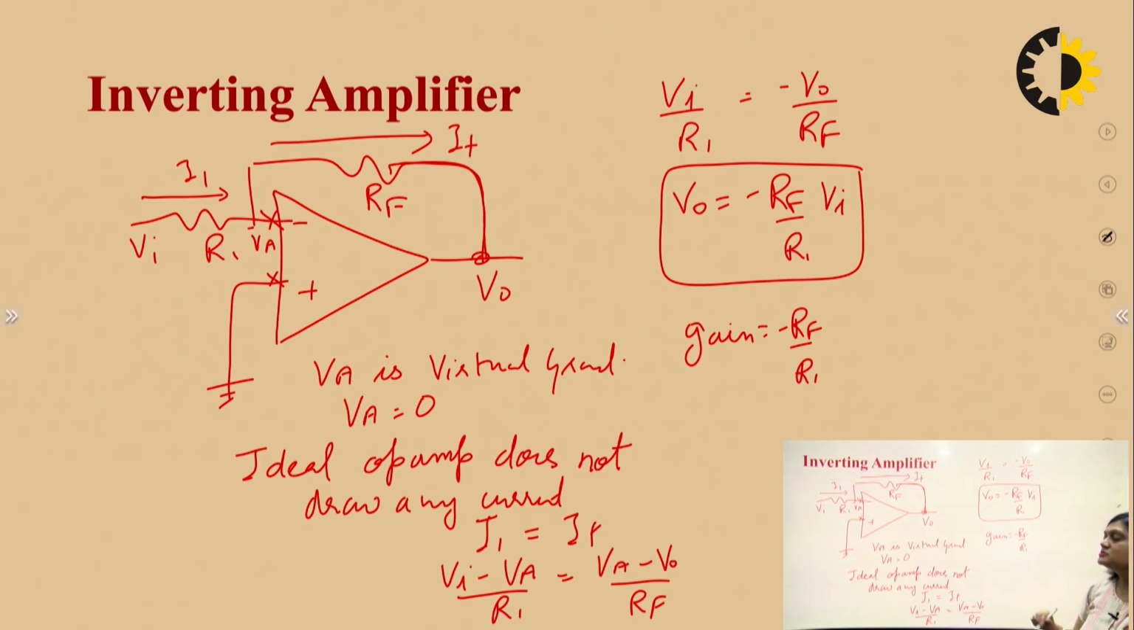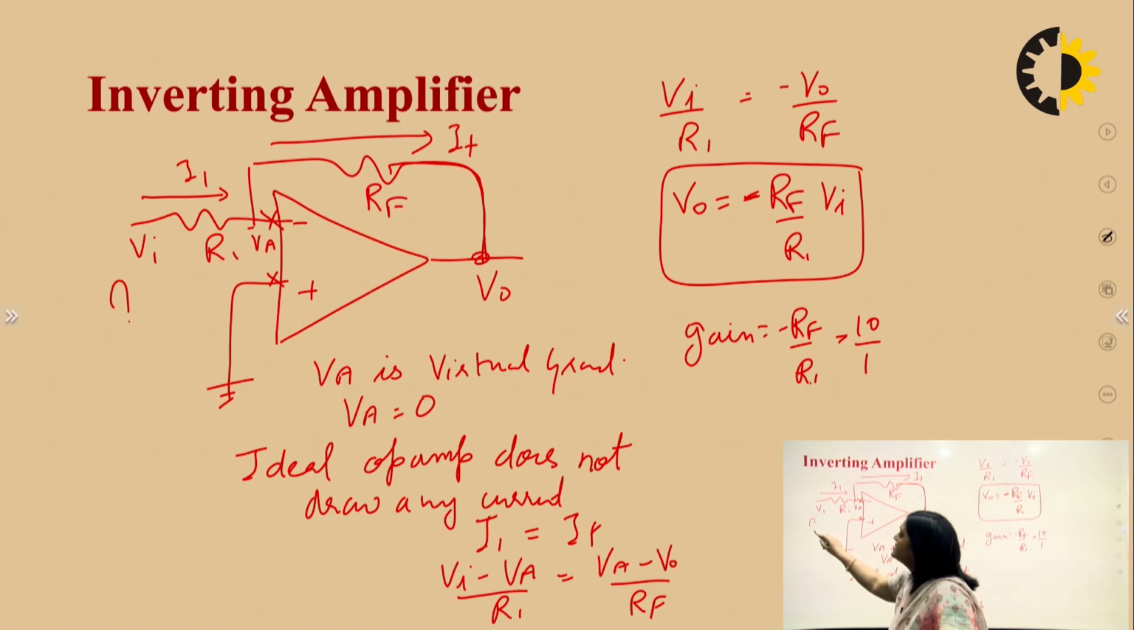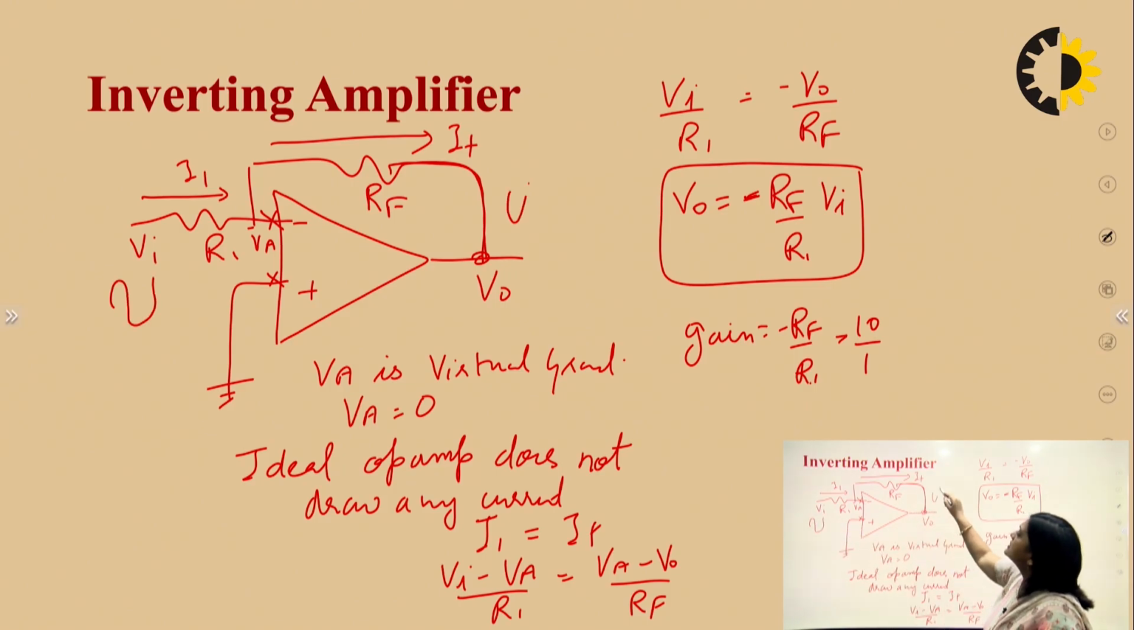If Rf is 10 and R1 is 1, the gain will become minus 10. If we change the value of Rf to 100 and R1 is 1, then the gain will be 100. So by changing the values of Rf and R1, we can change the gain of the inverting amplifier. The minus sign indicates that if the input signal is in this way, the output signal will be in this way. There will be a 180-degree phase shift here.